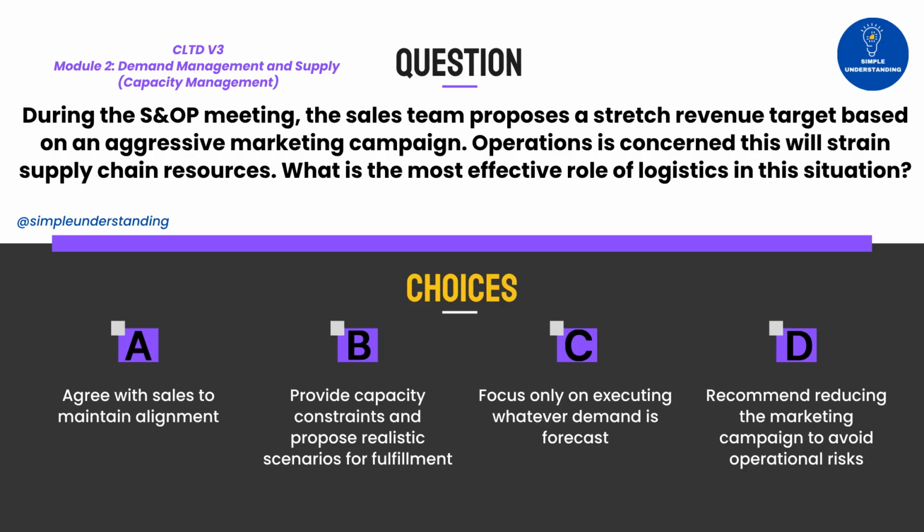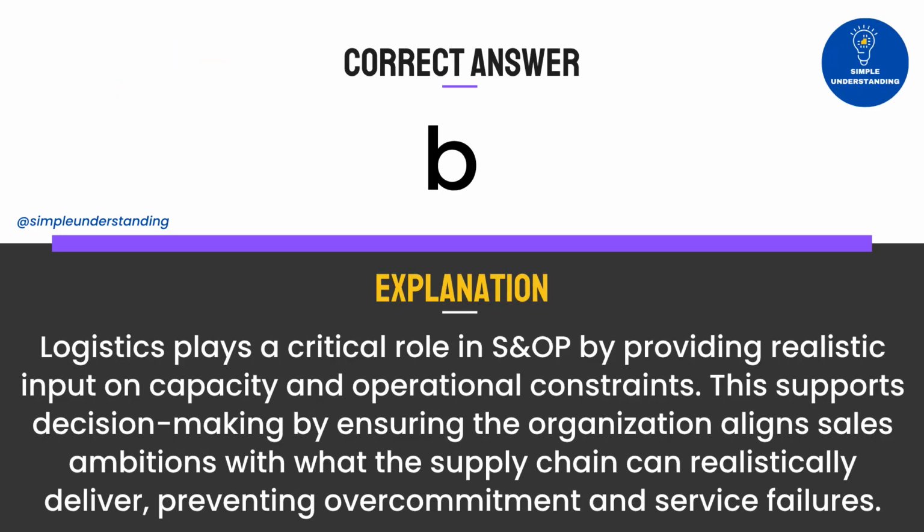C. Focus only on executing whatever demand is forecast. D. Recommend reducing the marketing campaign to avoid operational risks. Correct answer: B. Explanation. Logistics plays a critical role in SNOP by providing realistic input on capacity and operational constraints.